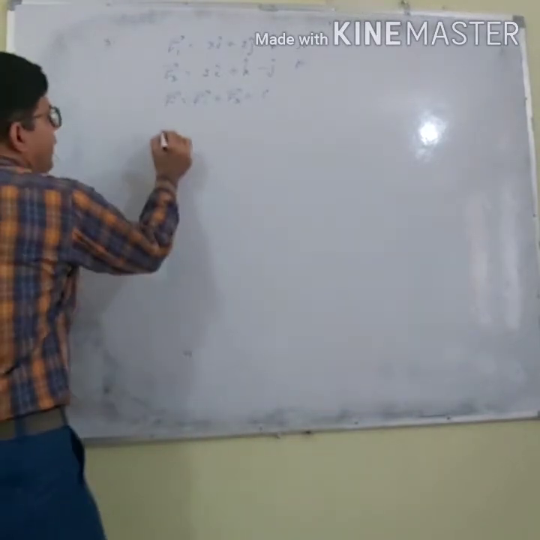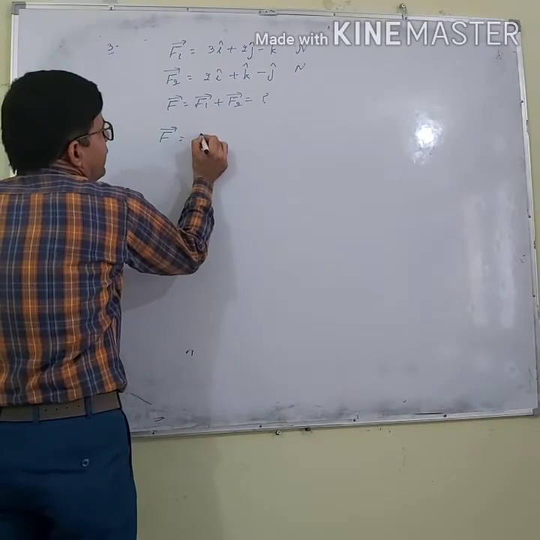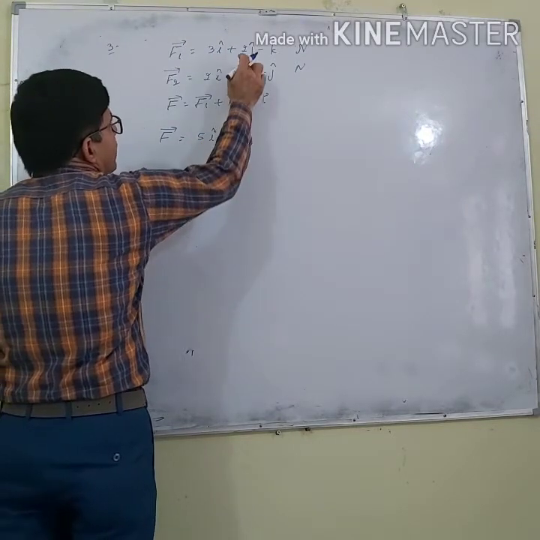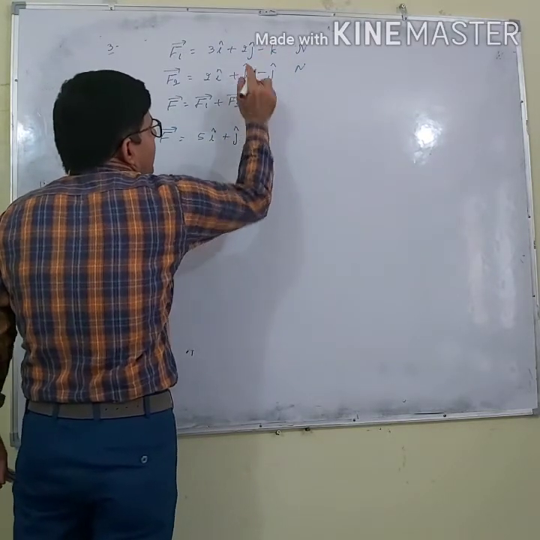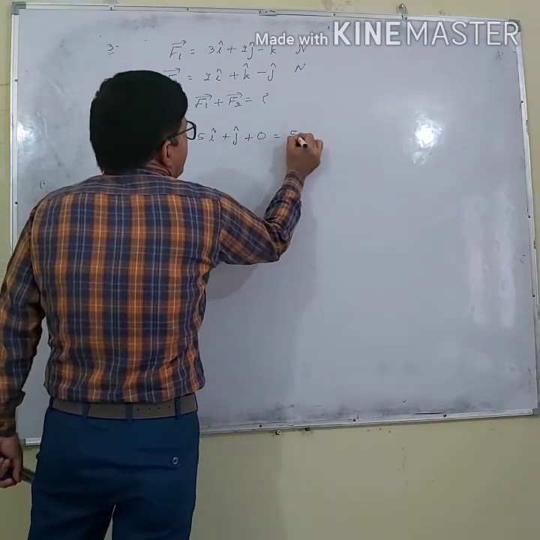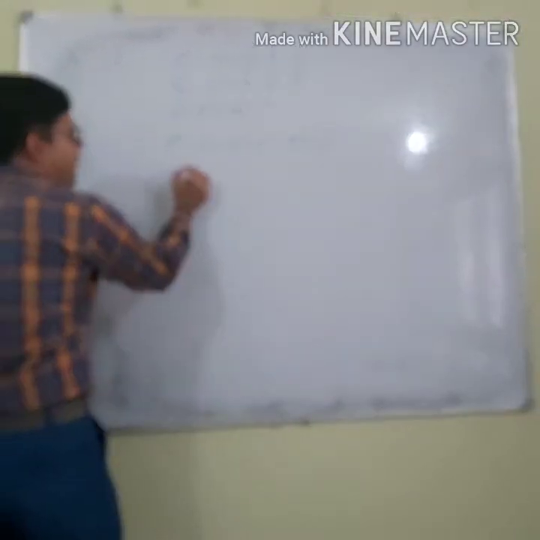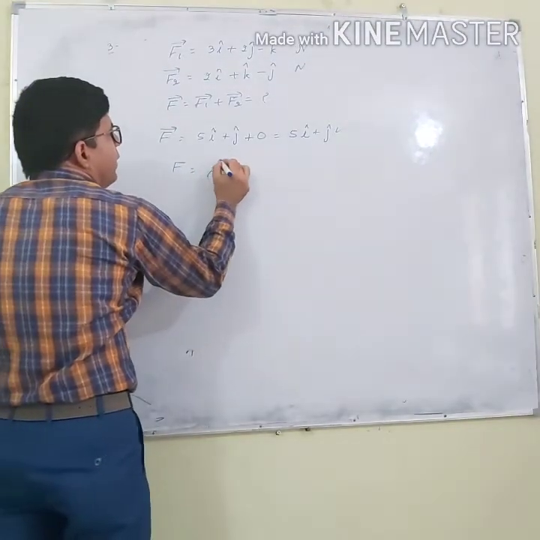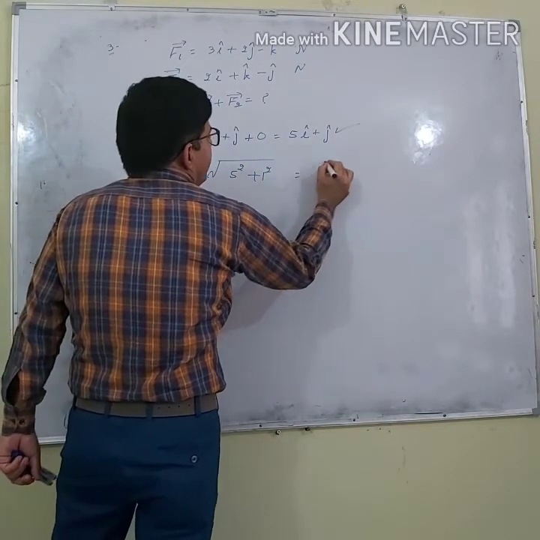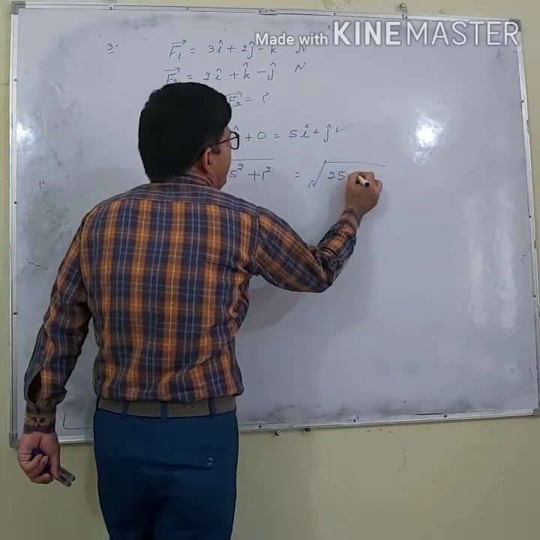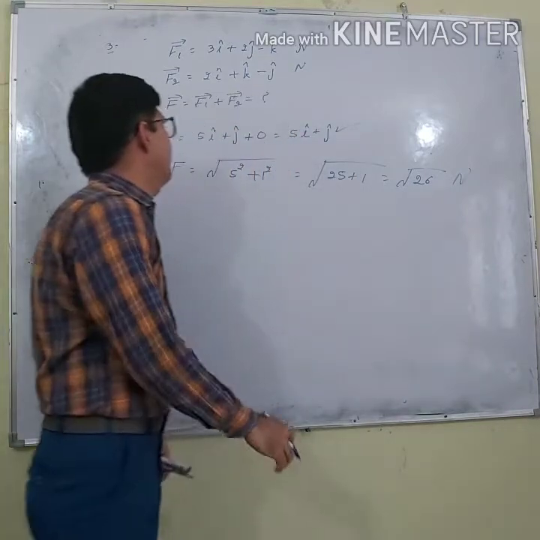How will I calculate? F equals F1 plus F2, just add them. 3i plus 2i, 5i. 2j minus j, j. Minus k plus k, 0. So it is 5i plus j. This is the resultant. And what is the magnitude? Under root 5 square plus 1 square, it is under root 25 plus 1, root of 26 meter. Right?